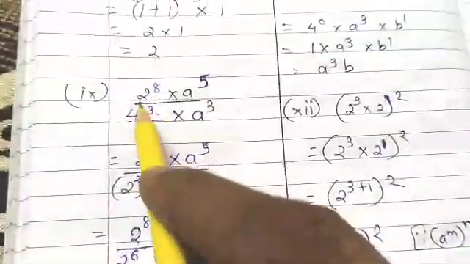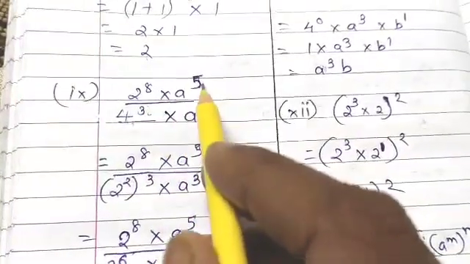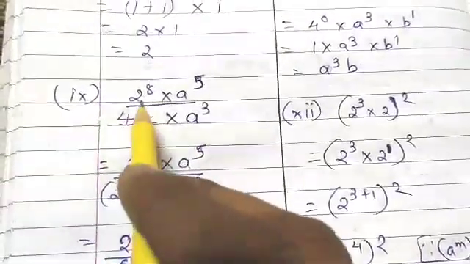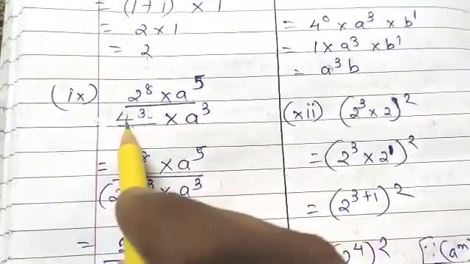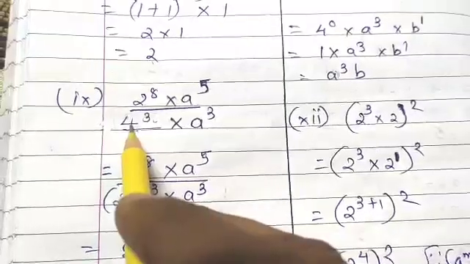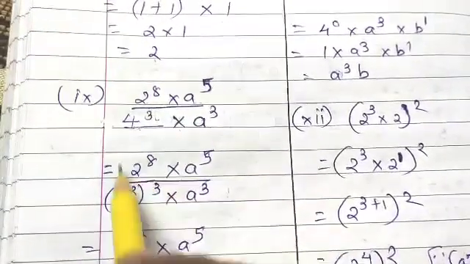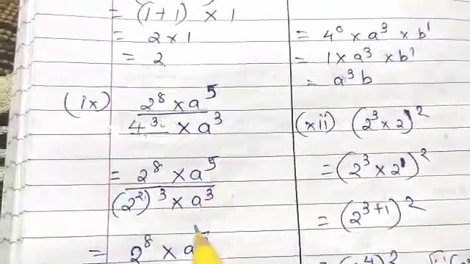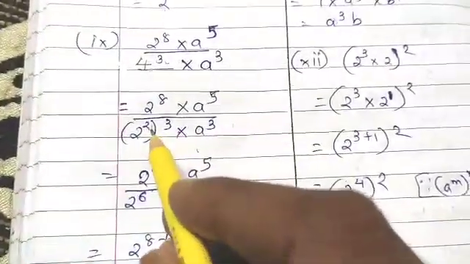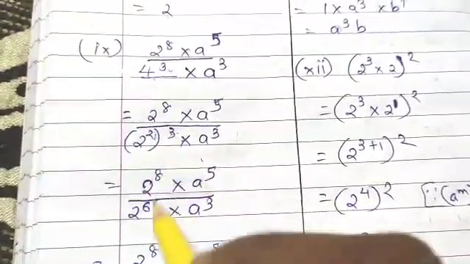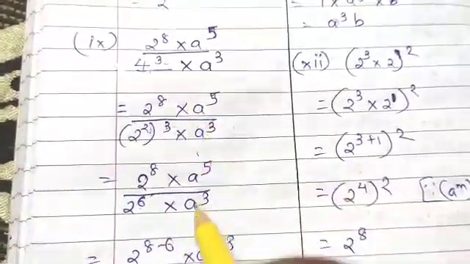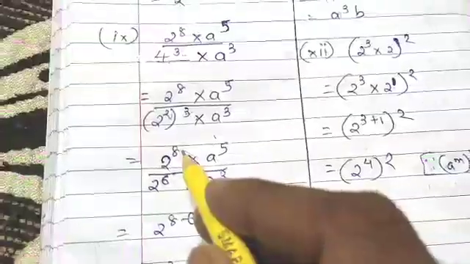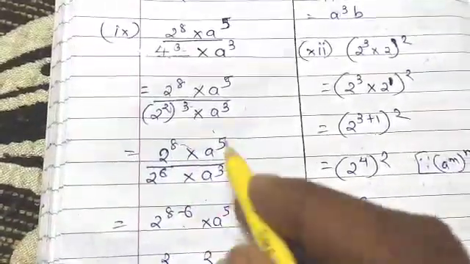Now the next one is 2 raised to the power 8 multiplied by a raised to the power 5 multiplied by 4 raised to the power 3 multiplied by a raised to the power 3. Here 2 is a prime number, it has no change. Now 4 is not a prime number, so we will convert it into primes: the factor of 4 is 2 into 2, that is 2 squared to the whole 3, and a cubed as it is. Then I will solve this bracket, power to the power: 2 threes are 6, and write the rest of the values as it is. Then take this 6 into the numerator, so we have to subtract the power, that is 8 minus 6, and the rest of the thing.